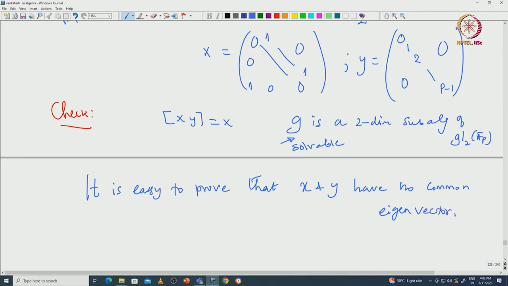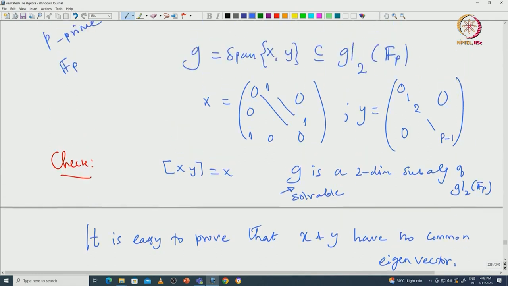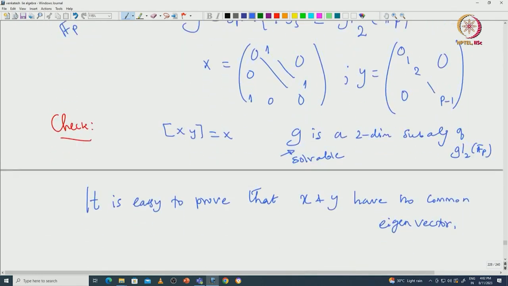Because Lie's theorem says that over complex numbers, any solvable Lie algebra will have a common eigenvector. But here we have established a two-dimensional example over F_p that does not have any common eigenvector. Again, I urge you to check these facts. They are not very difficult to prove. So, in particular, the conclusion of Lie's theorem fails over characteristic p fields. It is a very interesting example, that is why I just wanted to state it here.